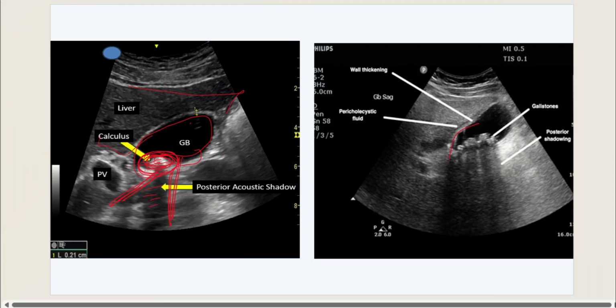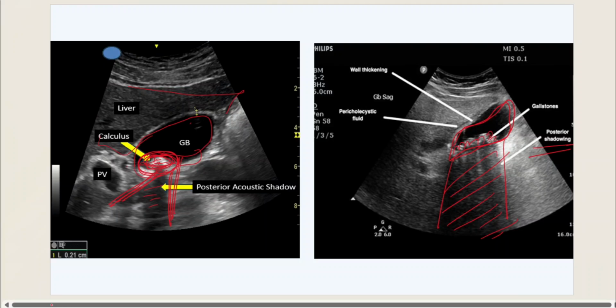Second picture also same. This hypointense organ, this is the gallstone. These irregular structures, these are the calculi, and posteriorly you see a black area, a shadow, that is the posterior shadowing because of the stone.